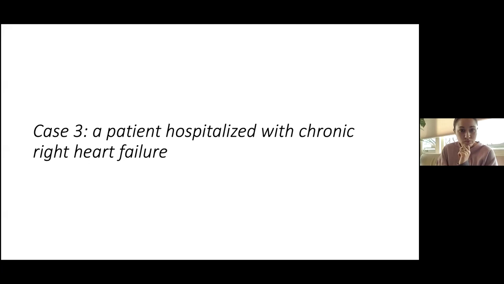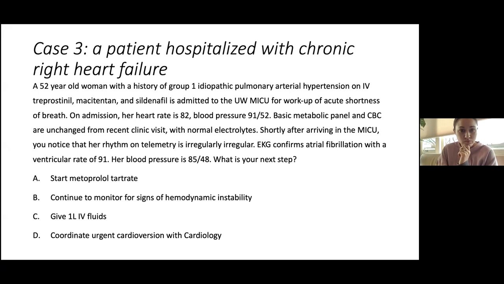So a patient hospitalized with chronic right heart failure. This is a 52-year-old woman, has a history of group 1 idiopathic pulmonary arterial hypertension. And I took care of her with Ken in the UW-MICU as a second year. She is on IV treprostinil, macitentan, and sildenafil, what we call triple therapy for PAH. And she's coming into the MICU for workup of acute shortness of breath.